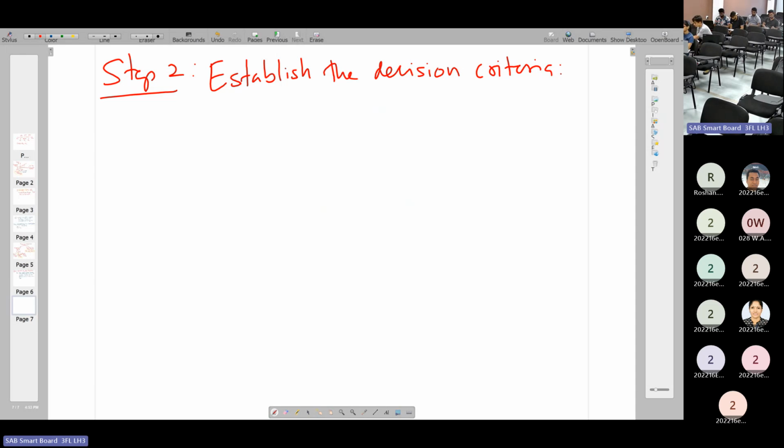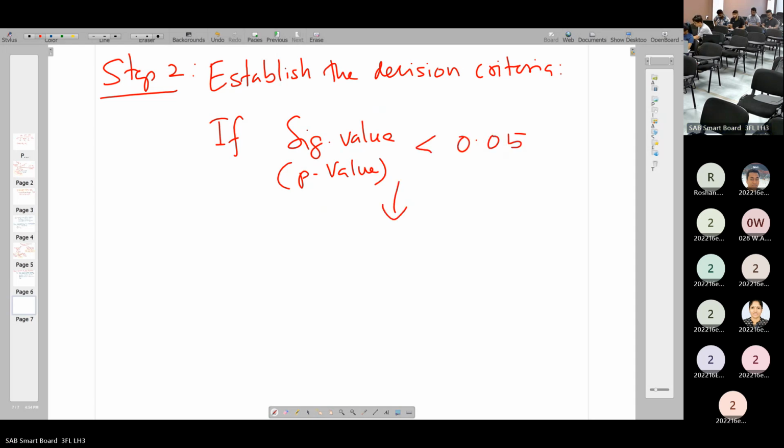What's the decision criteria? Very simple decision criteria. Remember this once and for all, forever. If the sig value, which is known also as the p value, is less than 0.05, do what? Remember this very well. Reject the null hypothesis.